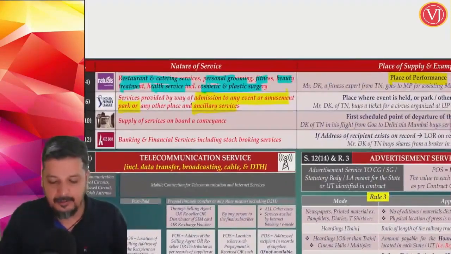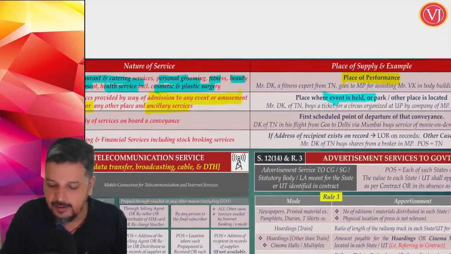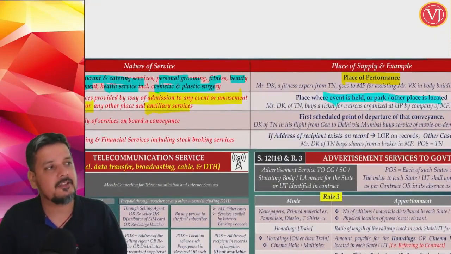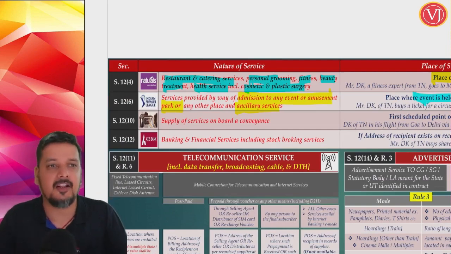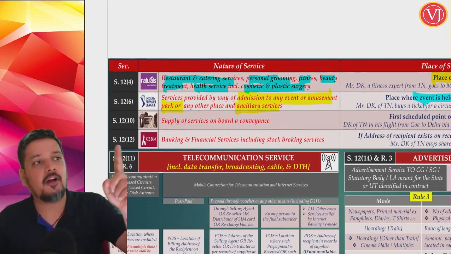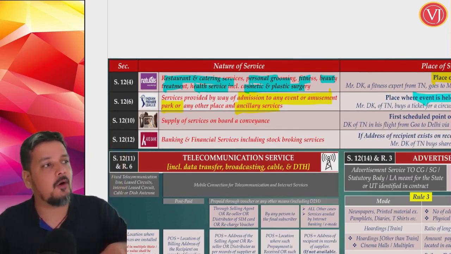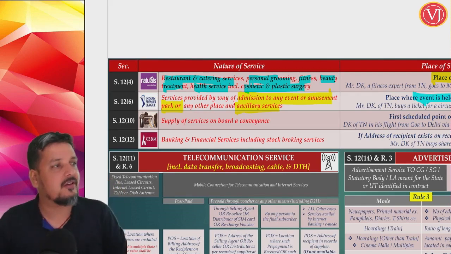Where is the place of supply? Place of supply is where the event is held or where the park is located. The event will keep changing, where the event is held, or where the amusement park or any other place is located. What is the difference? There they are talking about organization of event. Here they are talking about admission to event. Organization, admission.